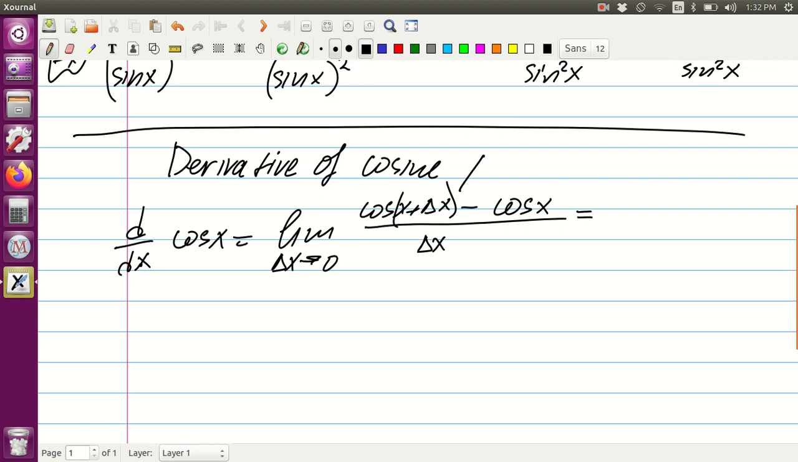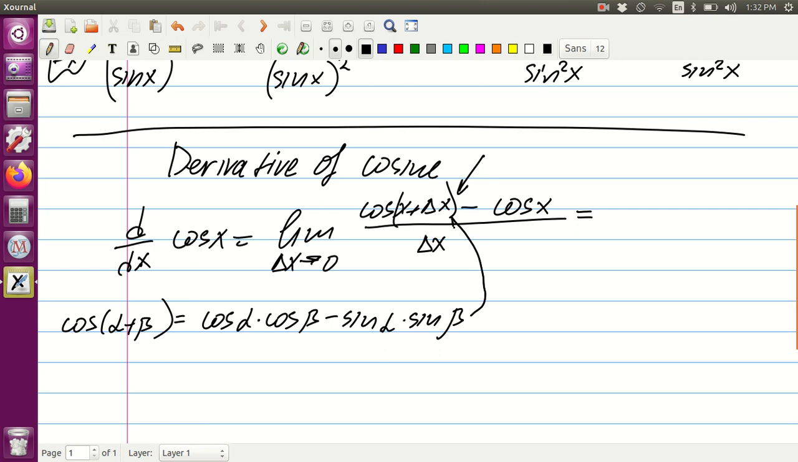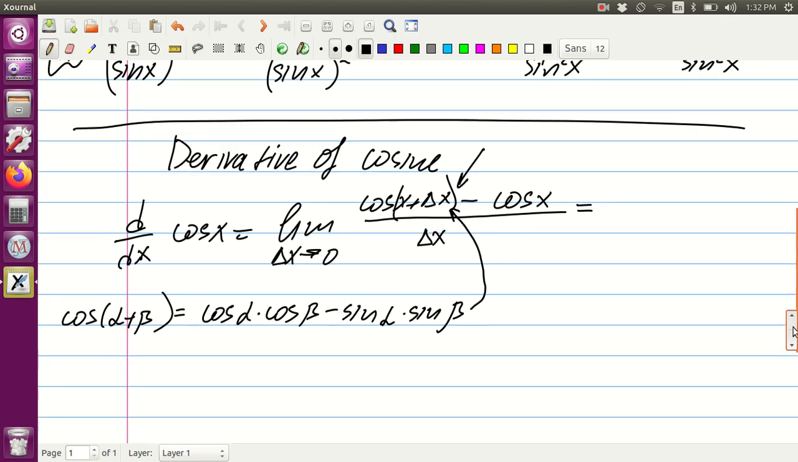And we need to simplify this expression similarly to the sine by using the formula for the cosine of the sum. So the formula for the cosine of alpha plus beta is cosine of alpha times cosine of beta minus sine of alpha times sine of beta. And then we're going to apply this formula to this expression.